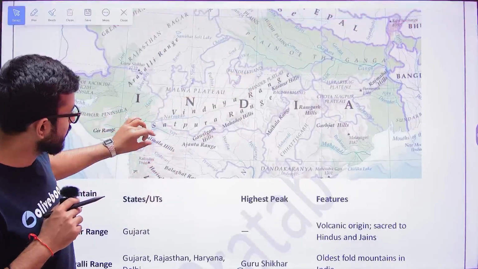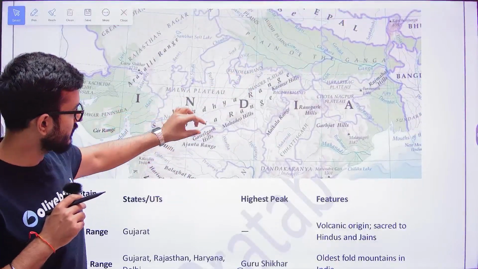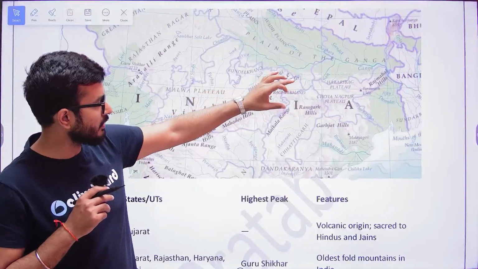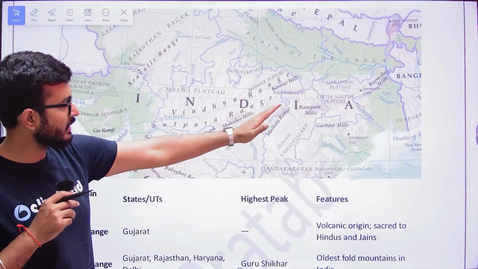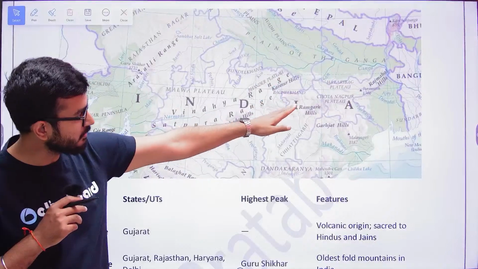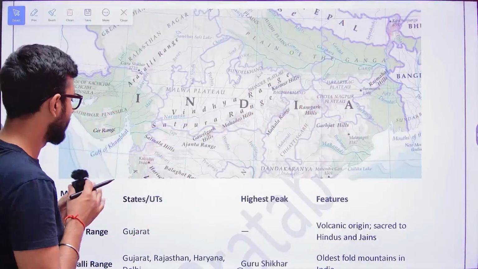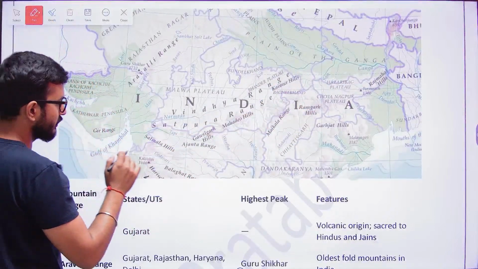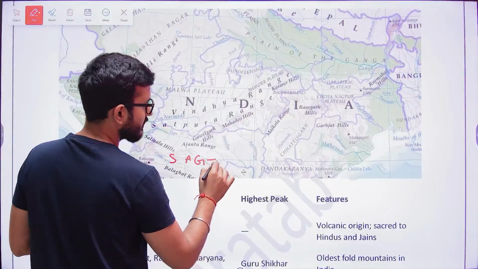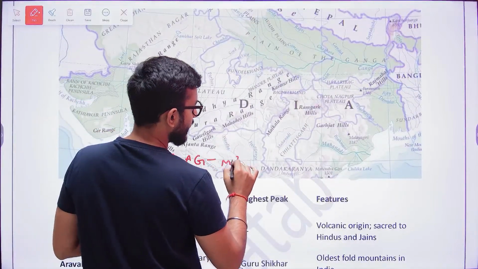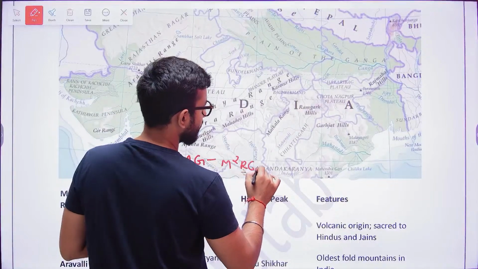The first one is Satmala, Ajanta, Gawilgarh, Mahadeo, Maikal, Ramgarh, Garjat. Satmala, Ajanta, Gawilgarh, Mahadeo, Maikal, Ramgarh, Garjat, Rajmahal. So if you just do the acronym for this: SAG, SAG, M square, RG.